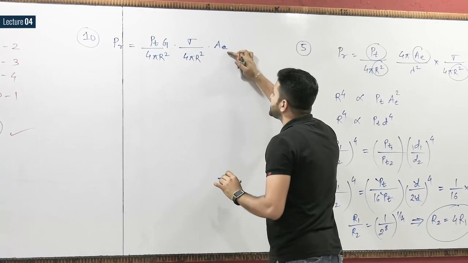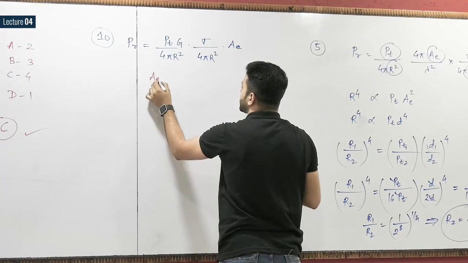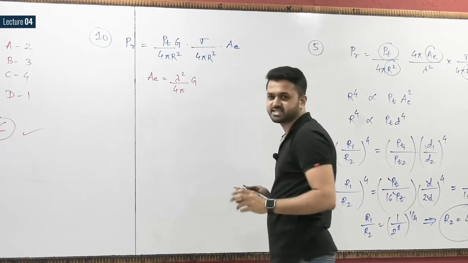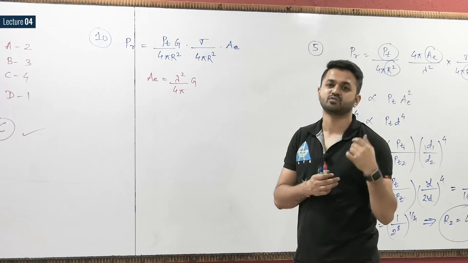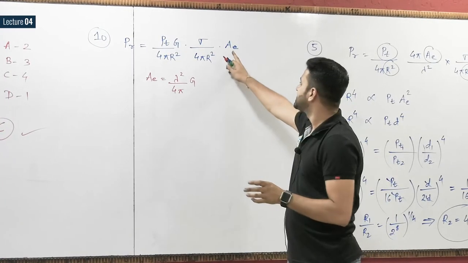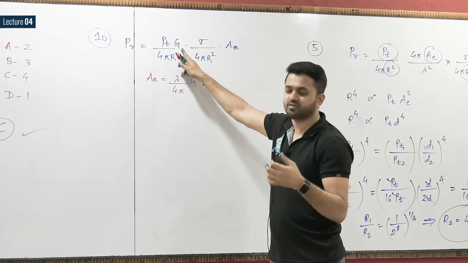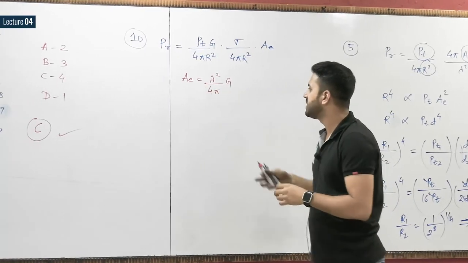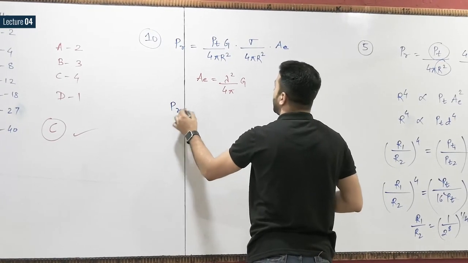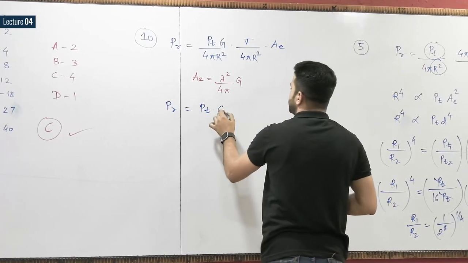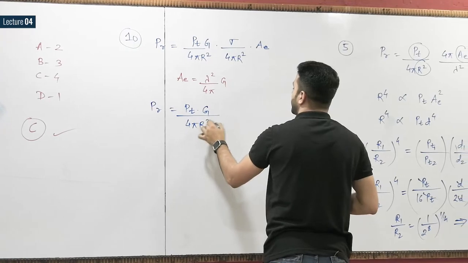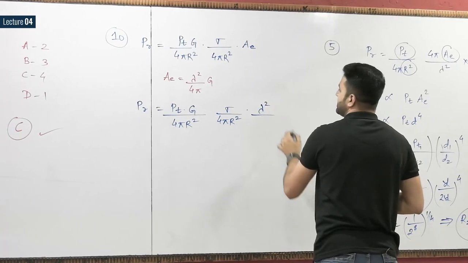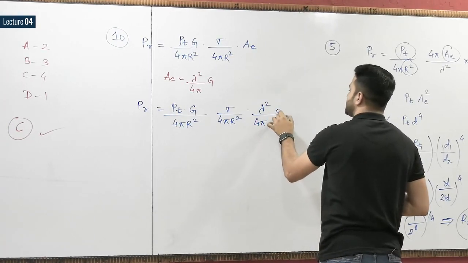So, we have to replace this, and we know the relation between the effective aperture area and the gain, which is lambda square by 4 pi into gain, because the gain of the antenna is given, and for transmission and reception we are using the same antenna. That means this is the effective aperture area of the receiving antenna, and this is the gain of the transmitting antenna, but both are same. So we can relate the effective aperture area by this formula, and this would be PR is equal to PT into G divided by 4 pi R square into sigma upon 4 pi r square, and this AE will be replaced by lambda square upon 4 pi into g.